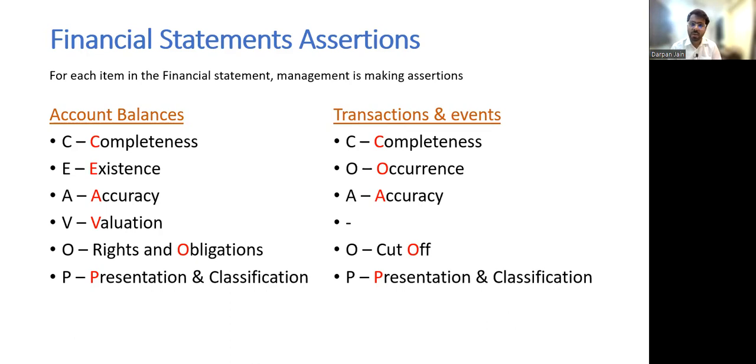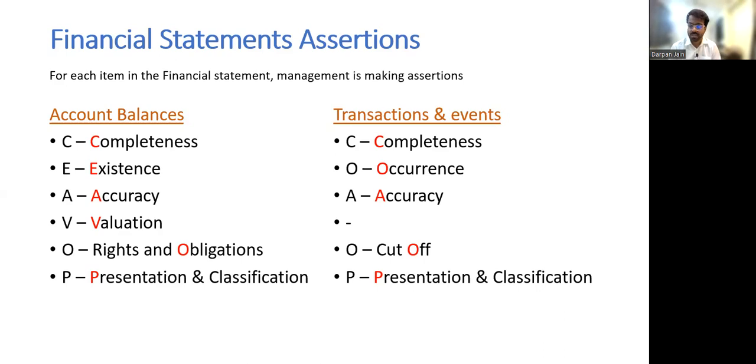So accuracy, valuation. See, accuracy and valuation are actually closely related to each other. But they are different from each other, right? Yes, they are related, but they are different. In accuracy, you are bothered about the mathematical, arithmetical calculations: addition, subtraction, multiplication, division. In valuation, you're bothered about the value of the item, whether that value is appropriate or not. Right? Okay.